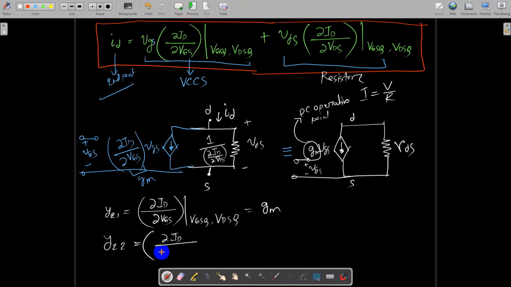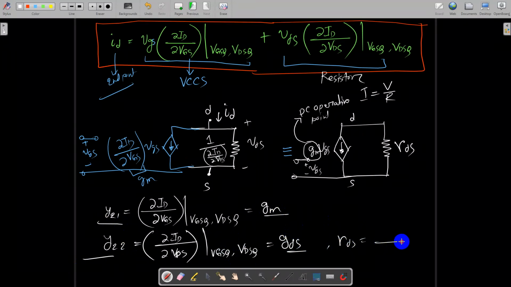So this is your GM, Y21, and Y22, dou ID over dou VDS at VGSQ, VDSQ, is equal to your GDS. So your Y21 is your GM, your Y22 is your GDS, and your GDS is nothing but 1 over RDS. And you can say that RDS is nothing but 1 over GDS, and we actually write it here. Just remember that this GM is the hallmark of a transistor. Very important thing.